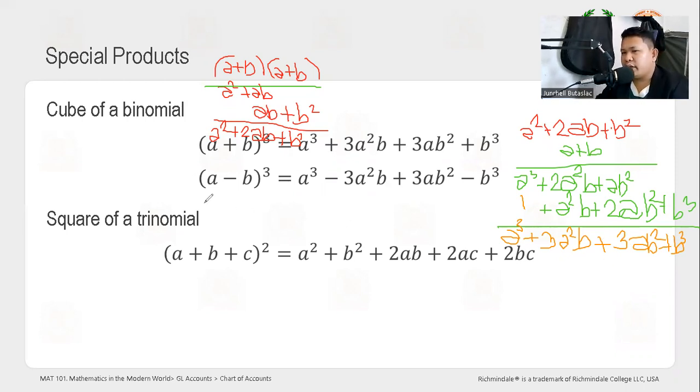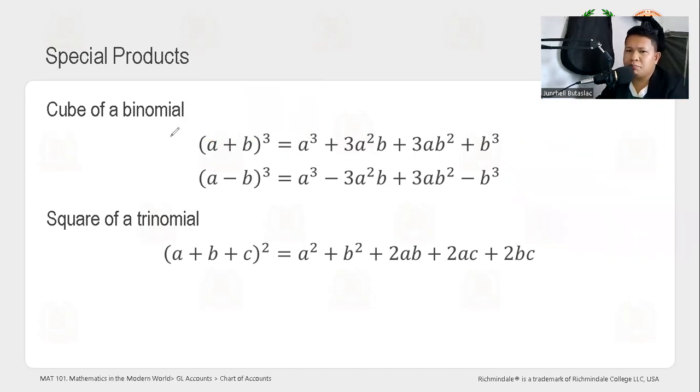Even if we solve the negative a minus b cubed, the answer will always be the same like this, as long as you follow the steps, the flow of computation. All right, so we're done with cube of binomial. If you have questions, please leave a message in the comment section.